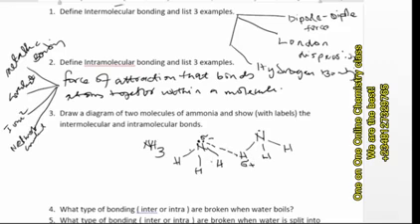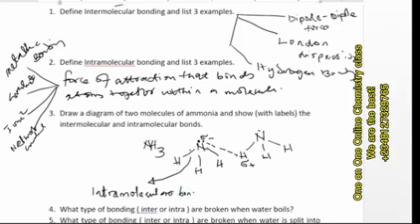Now, the bonds that connect hydrogen and nitrogen together within the molecule are the intramolecular bonds. So here is our intramolecular bond. It is the one connecting hydrogen and nitrogen within the molecule, the atoms binding together within the molecule of ammonia. So it's a covalent bond.